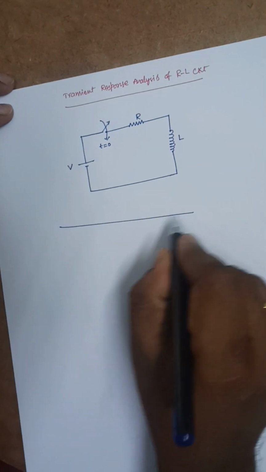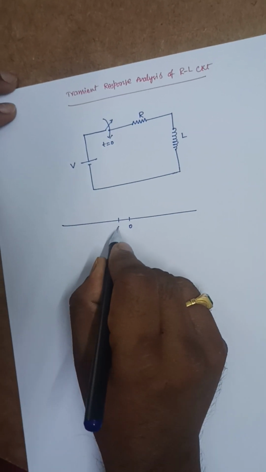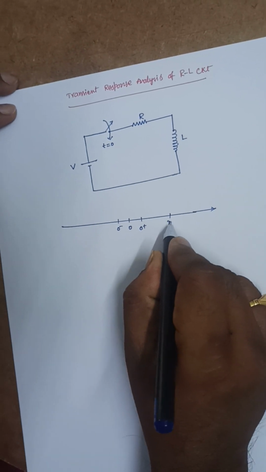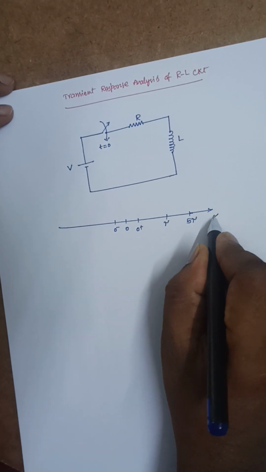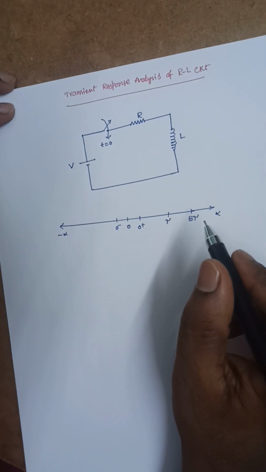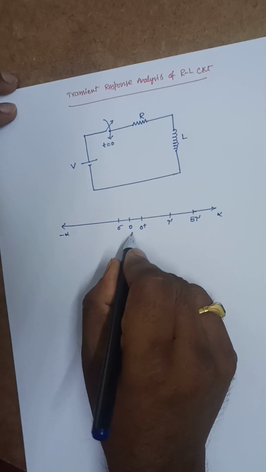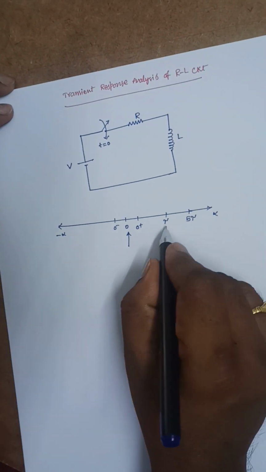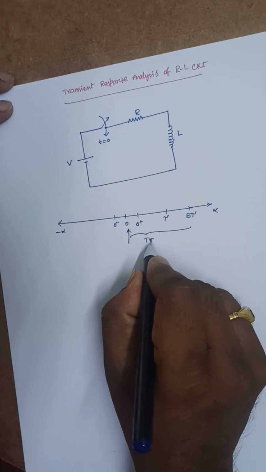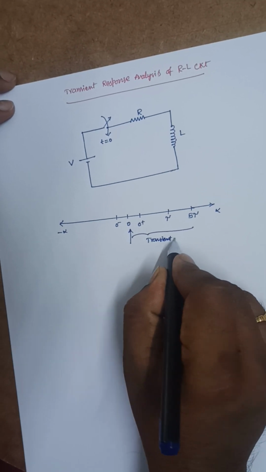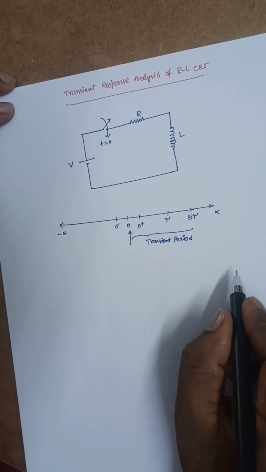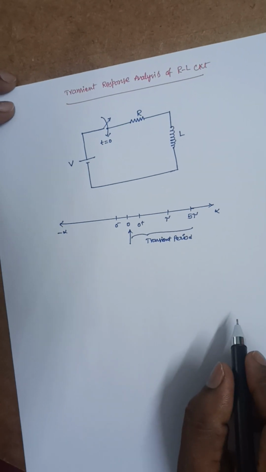There is a time axis, you know that t is equal to 0, 0 minus, 0 plus, it is tau, and 5 tau, infinity, it is minus infinity. It is a time axis. At t is equal to 0, the switching action is done. What is meant by tau? 5 tau, and why it is called as transient period, I will explain in this class. From here it is a steady state period, it is infinity, minus infinity.